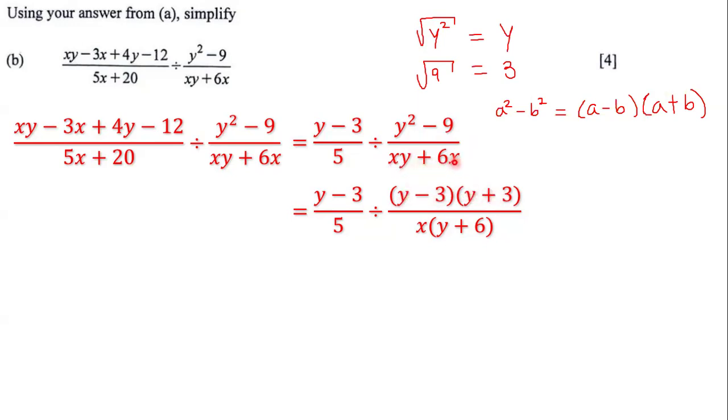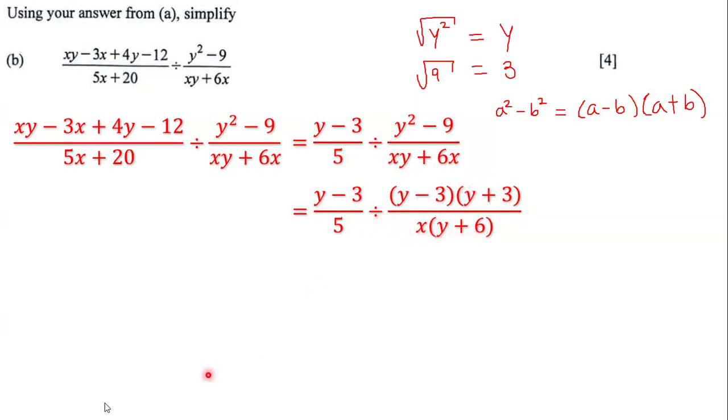Now we must factorize the bottom. Notice that x is a factor in both of these terms, and so we can factor out x. If we factor out x, what's left is y plus 6. And we know it's correct because x times y is xy, and x times 6 is 6x. And so what we have is y minus 3 all over 5 divided by y minus 3 multiplied by y plus 3 all over x multiplied by y plus 6.